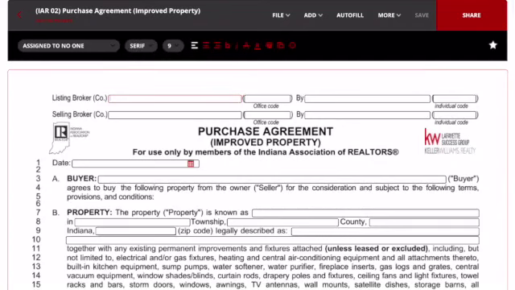Today I'm going to walk you through how to fill out an Indiana state purchase agreement. I've got it loaded up in Dotloop here.